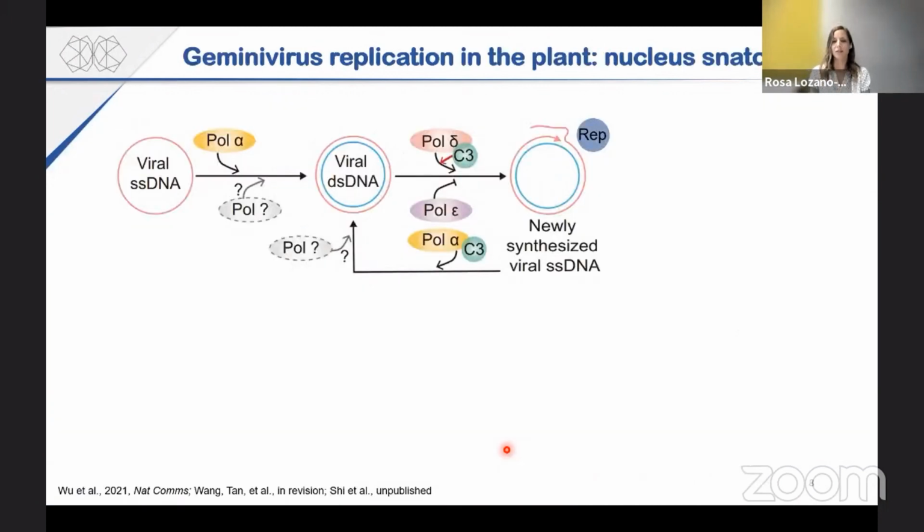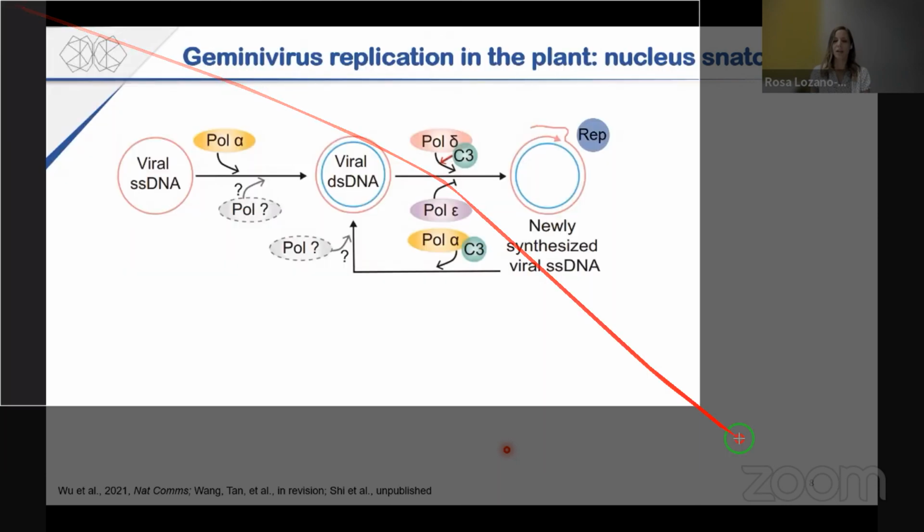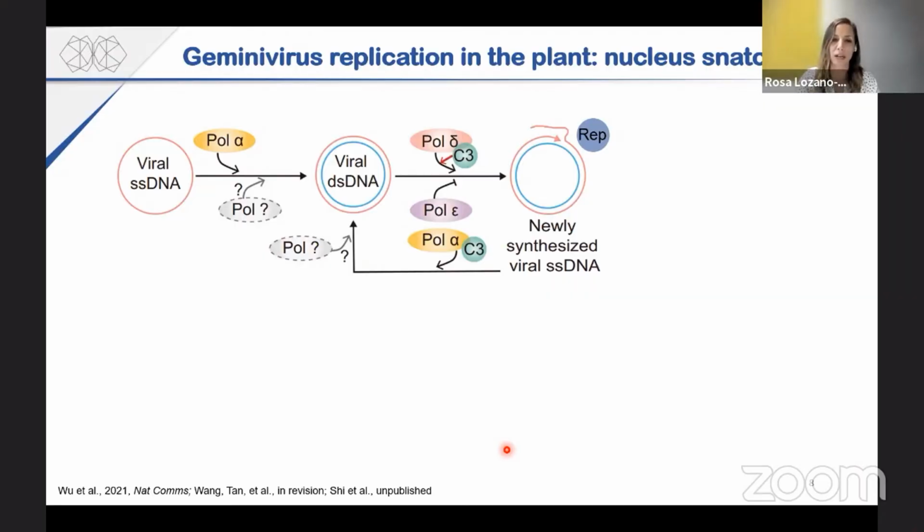So we are really interested in viral replication because this is the first and most crucial step in the viral infection. And also because it is at this point when variability is generated. And this variability is what in the end allows the virus to adapt, including the breakdown of resistance in the field. So we have been able to identify the elusive DNA polymerases mediating replication of these viruses.